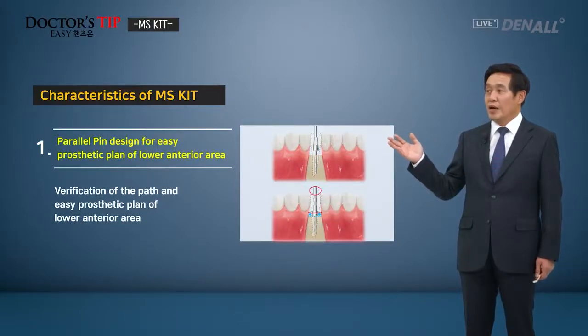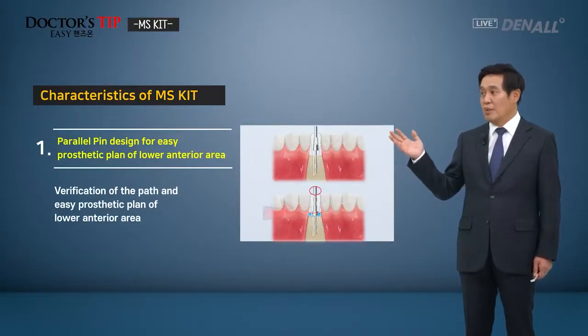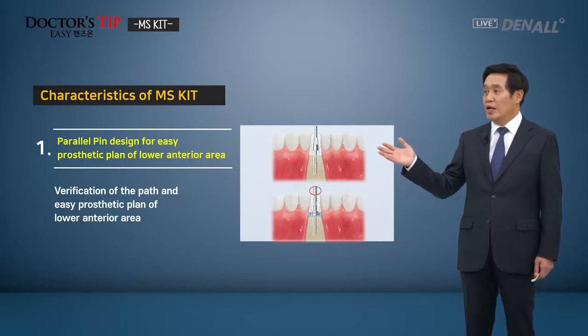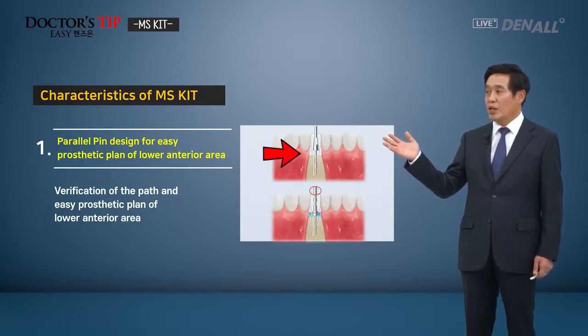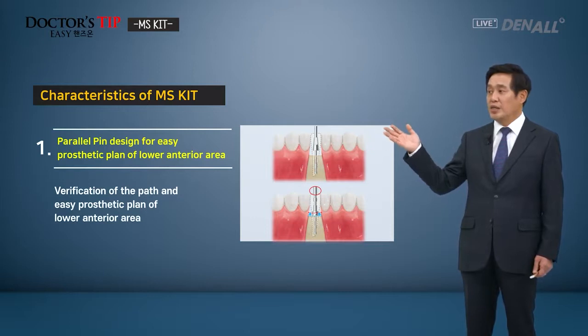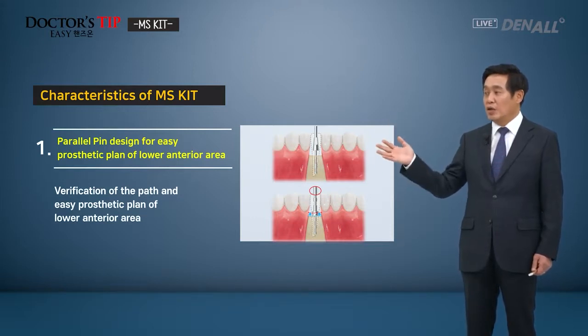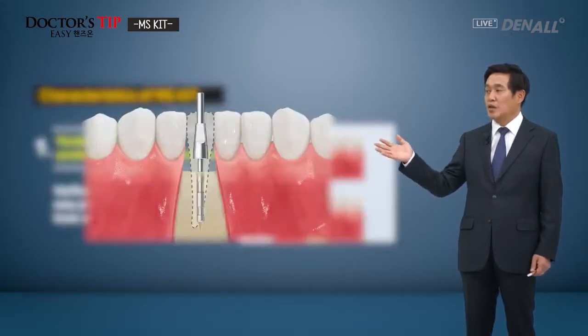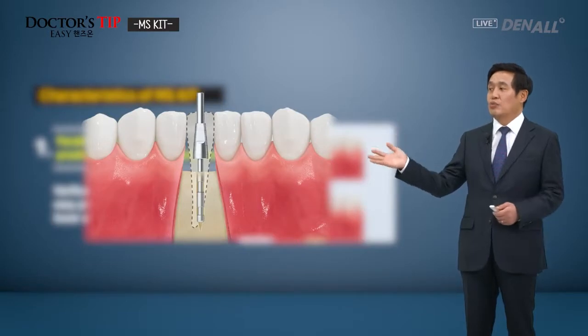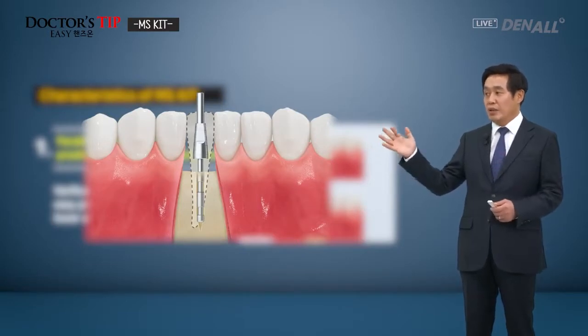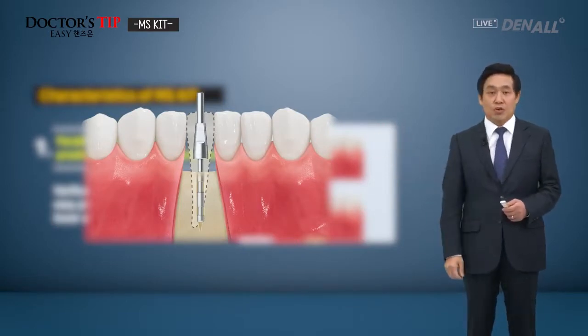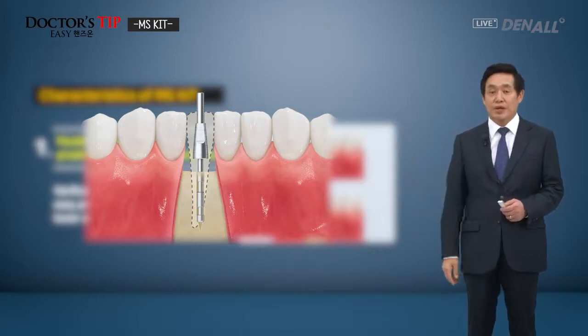It has two types of parallel pin design, the conventional type, and the other one is on the upper part. The MS fixture's upper part looks the same. It has the same design parallel pin. So after drilling a hole in the mandibular anterior, you can put this pin and design the path and other things to fit your final prosthesis.